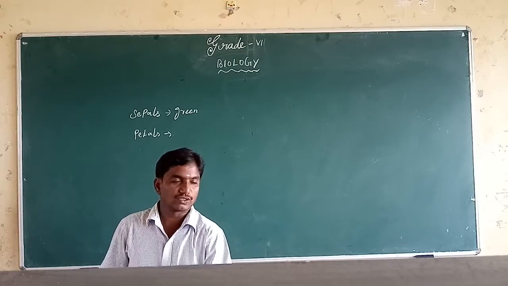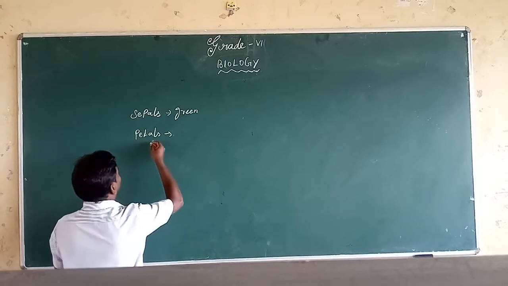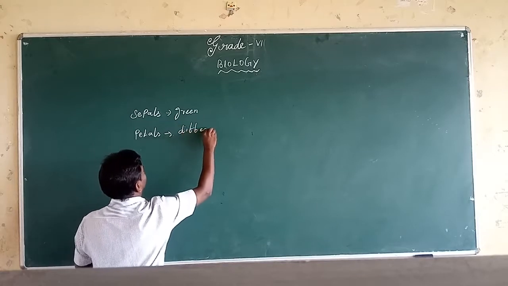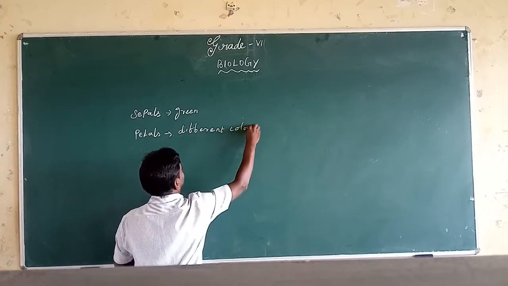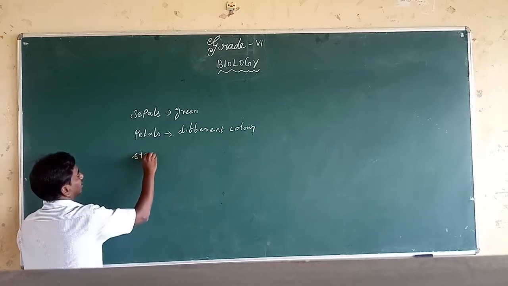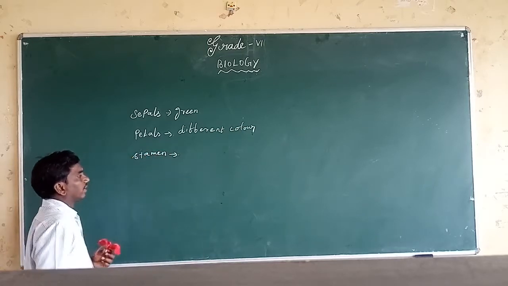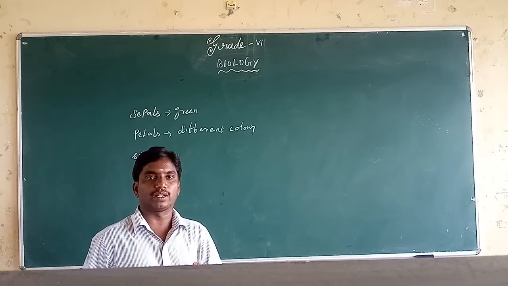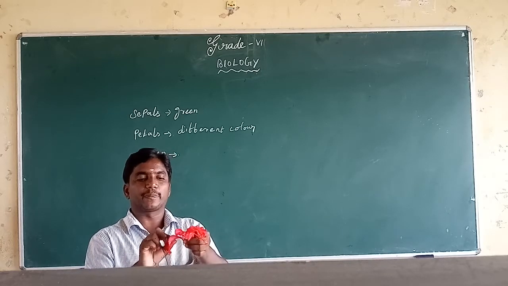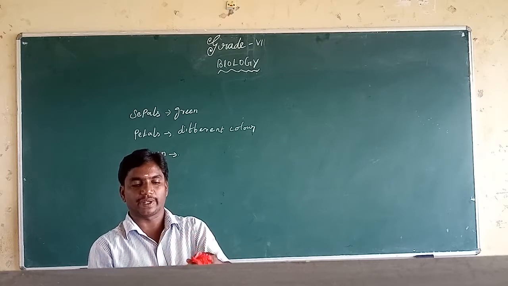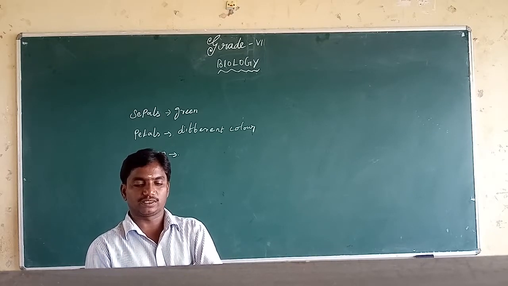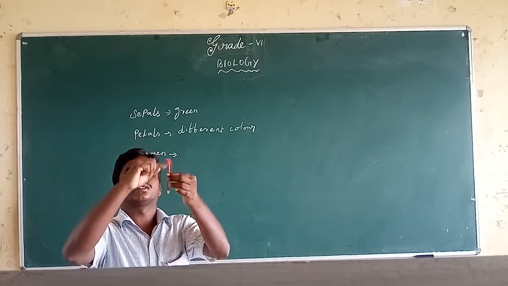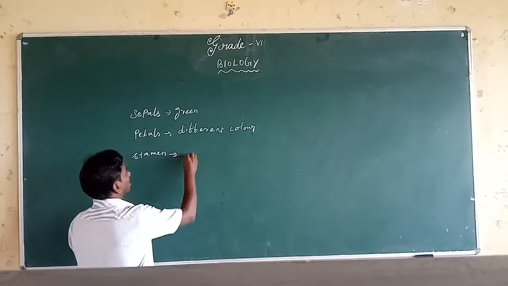And the next part, stamen. The petal color may be different, and different flowers have different colors. And stamen: when you separate the sepals and petals, only then we will find the stamen. This region is known as the stamen. The stamen is a main reproductive part.